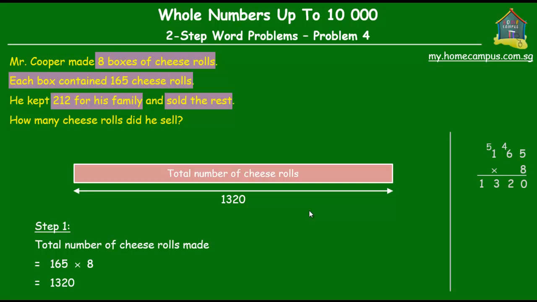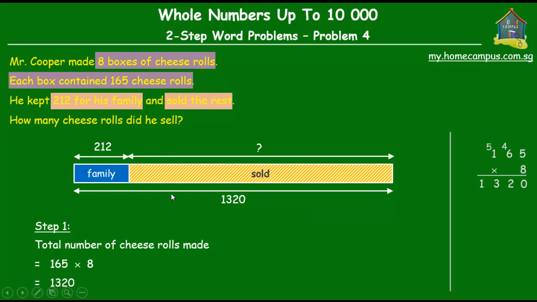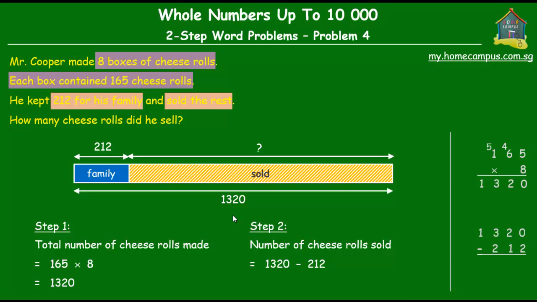So the first step of the problem is done. We now know the total number of cheese rolls. Now from here, we know that he kept 212 for his family. So we put that there in the model, and the remaining is what he sold. Now from here it's quite straightforward. We know that there were 1320 cheese rolls altogether and he kept 212 for his family. So what he sold would obviously be equal to 1320 minus 212.